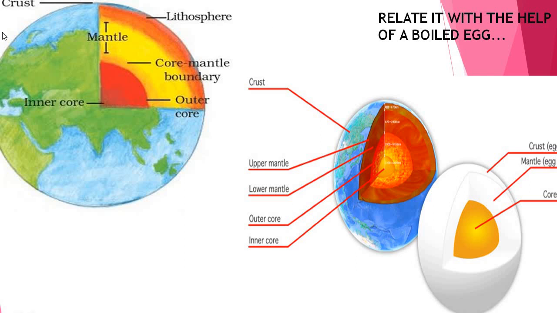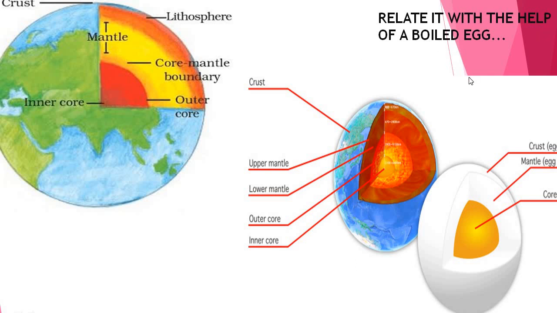First of all, we will understand this topic with the help of a diagram, with the help of a picture. In this picture, as you can see, there are three layers of the earth's surface. First one is crust, second is mantle, and third is core. The uppermost layer of the earth's surface is known as crust. After that, there is a thick layer known as mantle. And after that, the innermost, the thickest layer, which is the core.